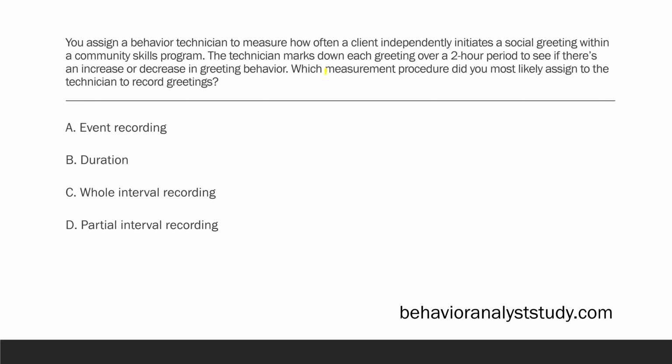All right, let's think about this. It's a measurement question, and it's a procedure that you assigned to the technician. Our behavior is greetings, and you want the technician to measure how often the greeting is independently initiated. Now, we know that the technician marked down every greeting over a 2-hour period. So first, let's start there. If we have a length of time and every single instance of a behavior is recorded over that time span, and we're not using sampling, we're not using intervals, we know it's going to be a continuous measurement procedure.